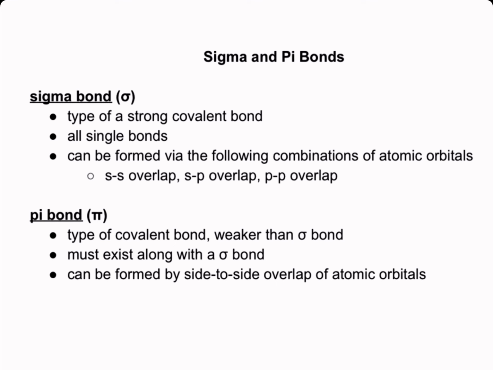Pi bonds are also a type of covalent bond, but they're weaker than sigma bonds, and they must exist along with a sigma bond, meaning it can never be just a pi bond by itself. And pi bonds are formed by the side-to-side overlap of atomic orbitals.